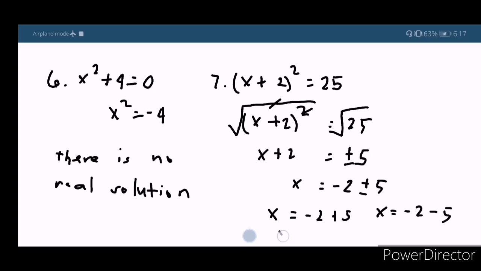Okay. So, x is equal to negative 2 plus 5 is 3. So, ito yung una niyang solution. Pangalawa naman, x is equal to negative 2 minus 5 is negative 7. So, ito yung pangalawa niyang solution.